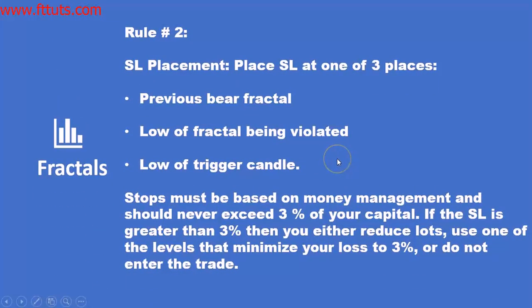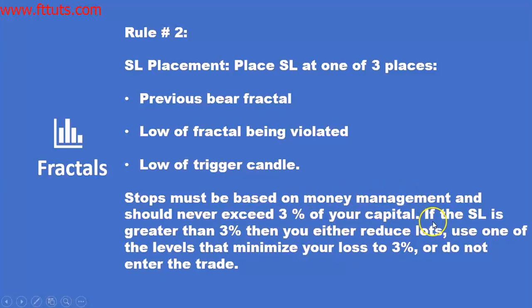So your second rule is your stop loss placement. Place your stop loss at one of three places: the previous bear fractal, the low of the fractal being violated, or the low of the trigger candle. Stops have to be based on money management and should never exceed 3% of your capital.